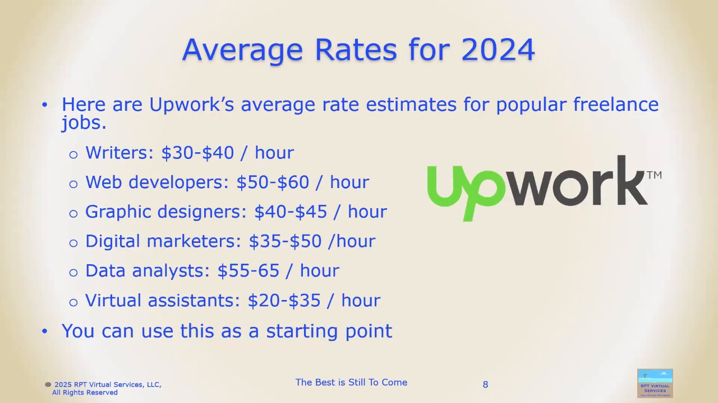So as a starting point, here's some rates that Upwork listed for 2024, the end of the year. They haven't published the 2025 one yet. Writers, $30 to $40 an hour. Obviously depends on the specialty. Web developers charging $50 to $60 an hour, and data analysts, $55 to $65 an hour. You can use these rates as a starting point to help you with your bidding.